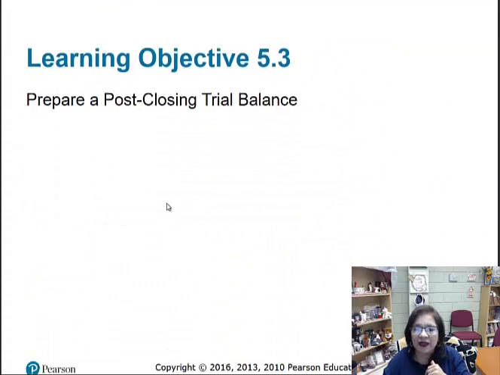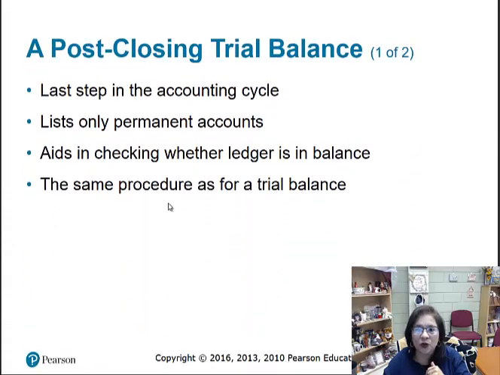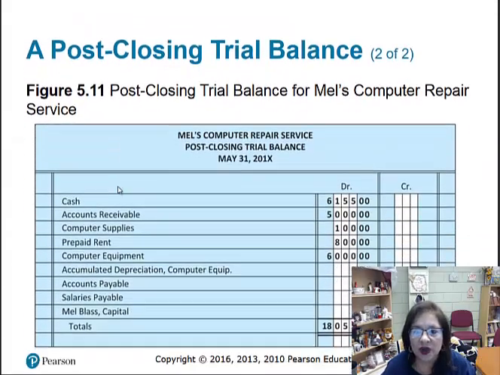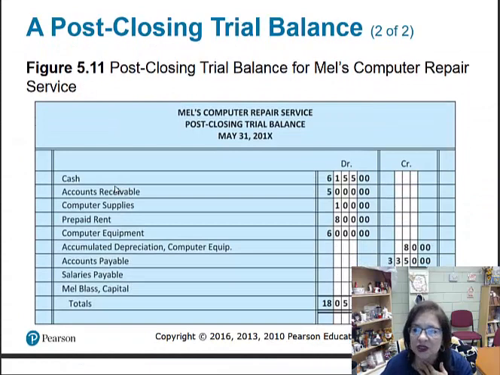Okay. Then we do what is called a post-closing trial balance. This is the last step of the accounting cycle. It lists only the permanent accounts. Remember what I told you the permanent accounts were at the beginning. And it aids in checking whether the ledger is in balance, the general ledger. Same procedure as for the trial balance. So here we go. So post-closing trial balance. We have our cash account. It is a permanent account. Accounts receivable, again, computer supplies, prepaid rent, computer equipment, all the assets.